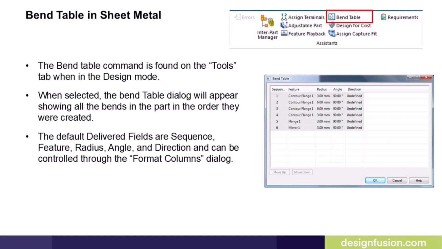When selected, the bend table dialog will appear showing all the bends in the part in the order they were created. The default delivered fields are sequence, feature, radius, angle, and direction, and can be controlled through the Format Columns dialog. If you have not created a flat pattern before you launch the bend table command, the direction column will list undefined for each bend. Only after creating a flat pattern will the direction cells be populated with an up or down setting.